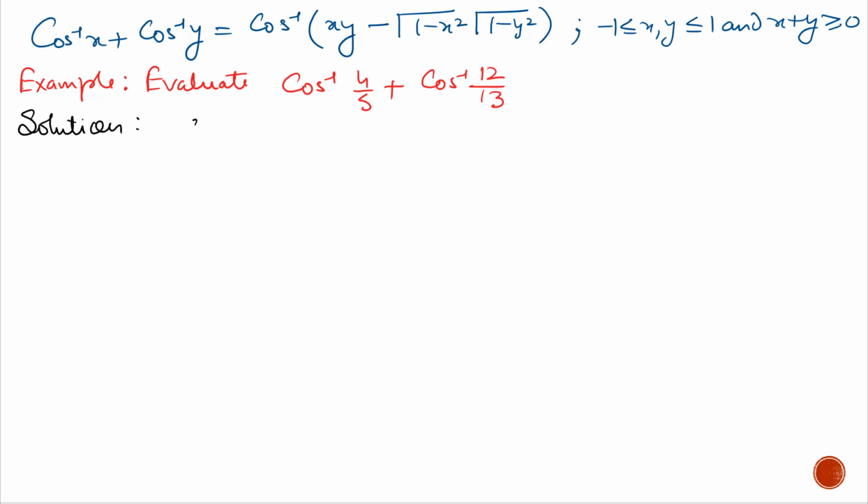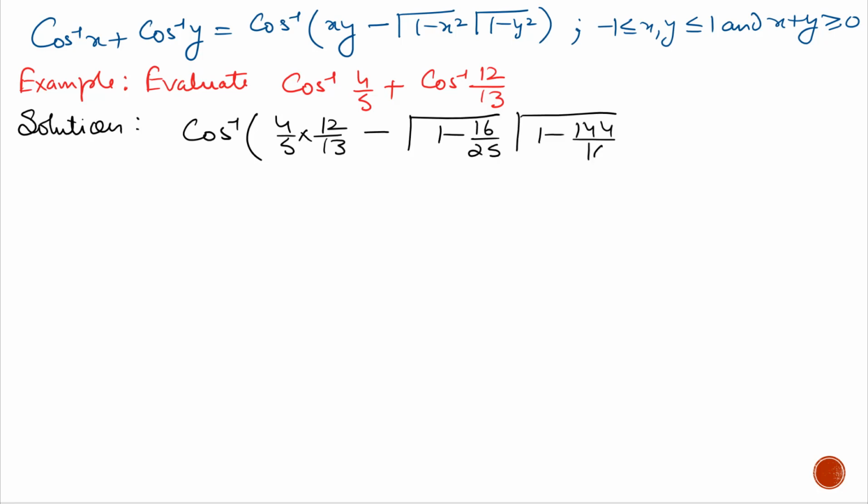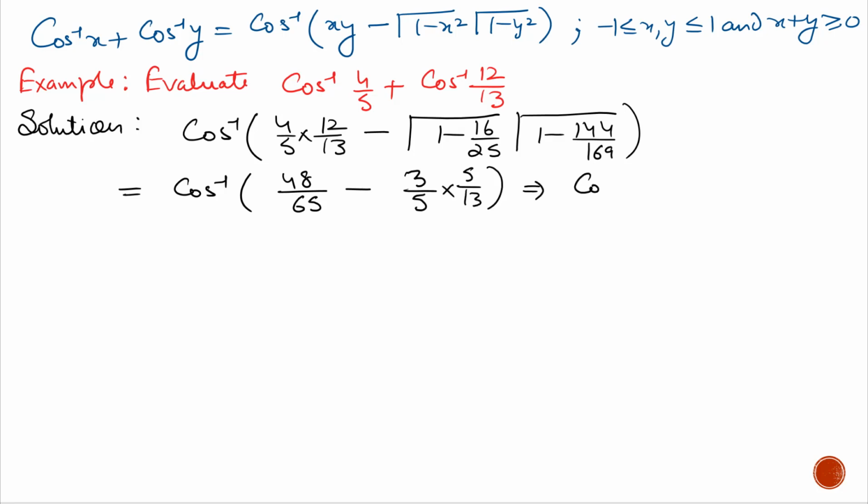And we know the above formula, cos inverse x plus cos inverse y is equal to cos inverse of x into y minus the root of 1 minus x square into root 1 minus y square. Replace x by 4/5 and y by 12/13. And after solving, we'll get cos inverse of 48/65 minus 3/5 multiplied by 5/13, which is equal to cos inverse 33/65.